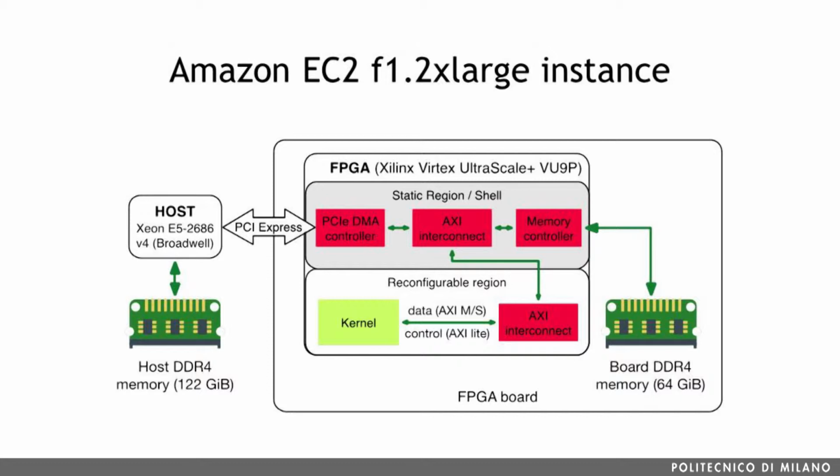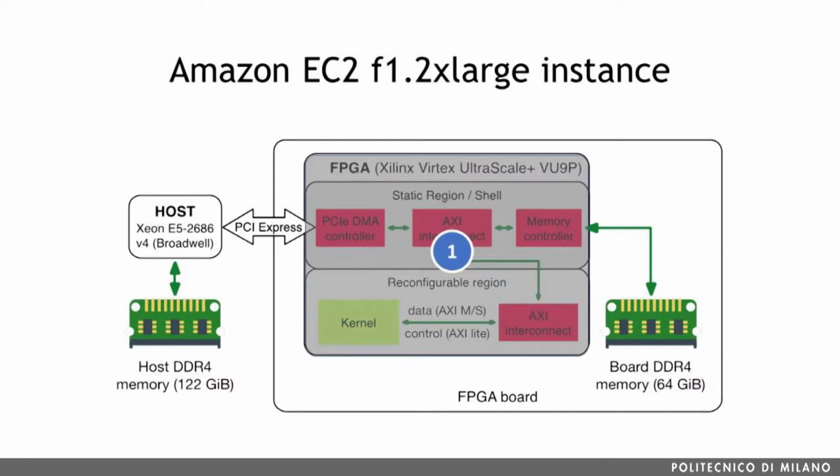Before starting, it's useful to quickly recall the general execution flow of an STD-Accel application. To this purpose, let's quickly review such steps for an application targeting an Amazon EC2 F1-2X large instance. Overall, the life cycle of an STD-Accel application follows these steps. First, the host system loads a complete bitstream to the FPGA device in order to configure both the static region and the reconfigurable region that hosts the accelerated kernel function.